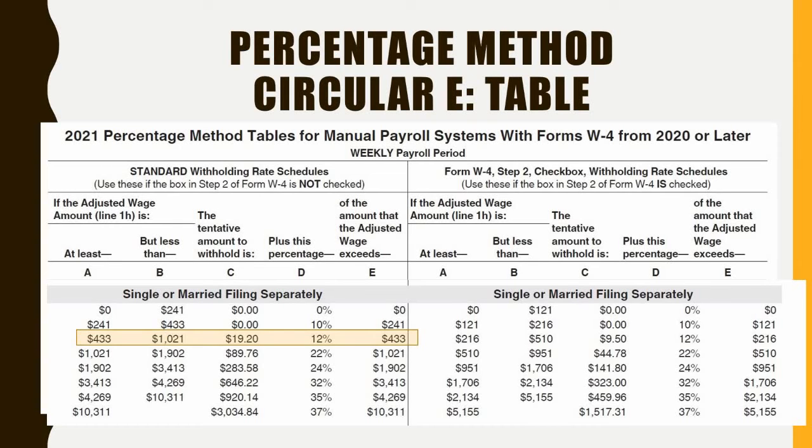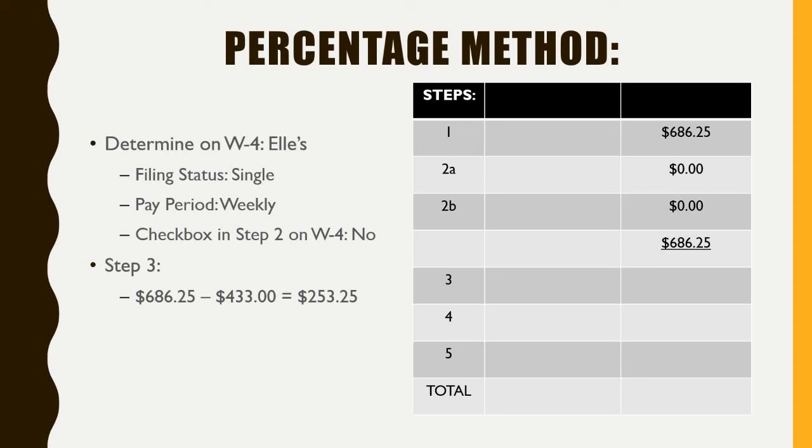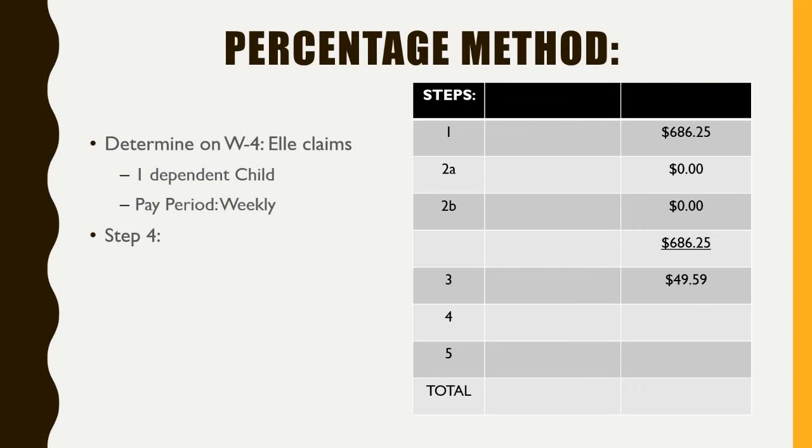So we determined that it's going to be this row right here, where she's earned more than $433 but less than $1,021. And therefore, she's going to be subjected to a 12% tax in excess plus an additional $19.20. So therefore, we had to calculate what that was, right? And therefore, we solved it to be a total of $49.59.